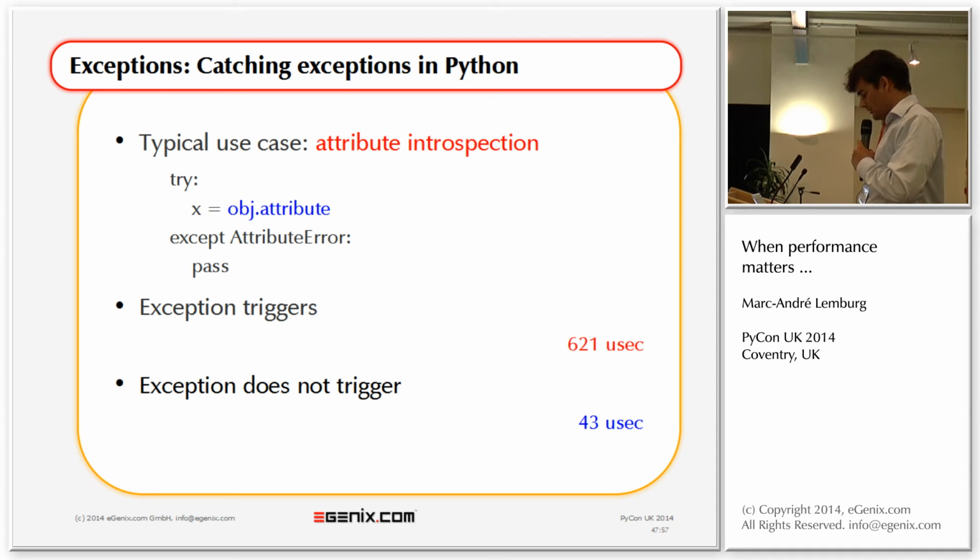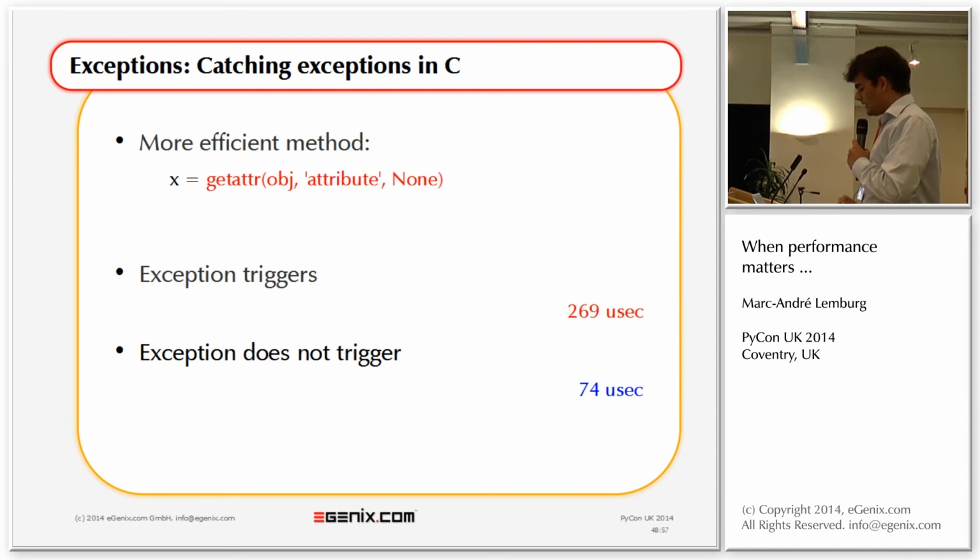So what can you do about that? Well, again, you can try to have Python catch the exception at C level, because at C level, it doesn't have to do all the frame logic that's normally needed to process exceptions. It can run much, much faster. For example, in this case, you can use the getattr built-in to do the lookup for you. And that will catch the AttributeError in C, and it runs faster, as you can see here.